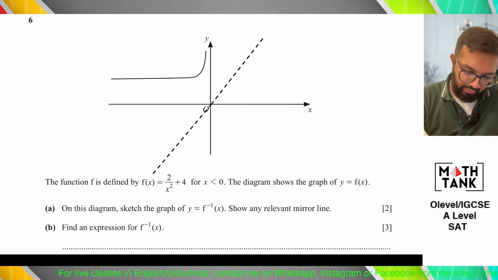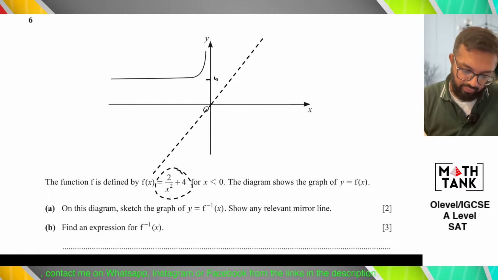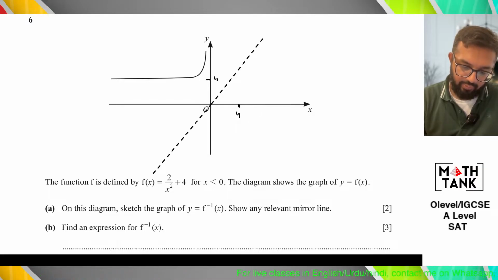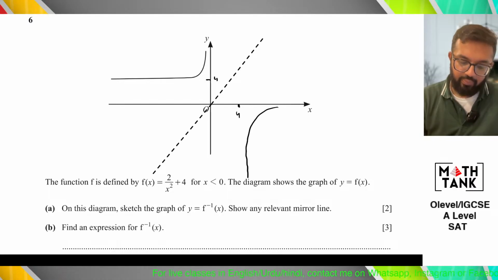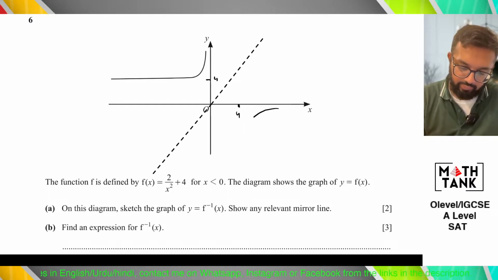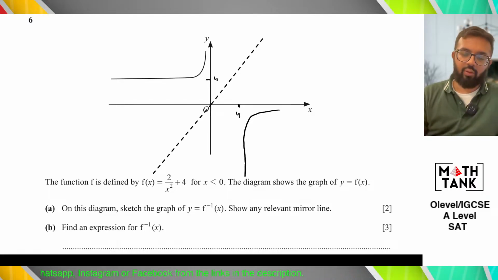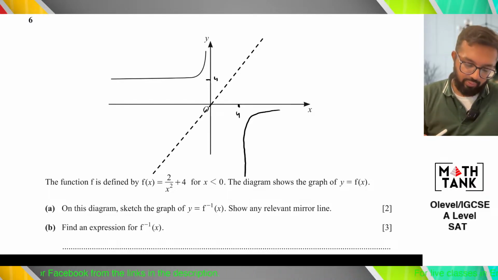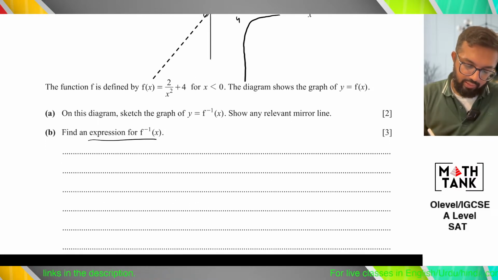Okay, so I think this is at 4. It's reaching the value 4. That's what I can see from here. Here also it's going to be 4. Okay, sharper, so yep, that's what the reflection should look like. Find an expression for f inverse, so I think that's simple.